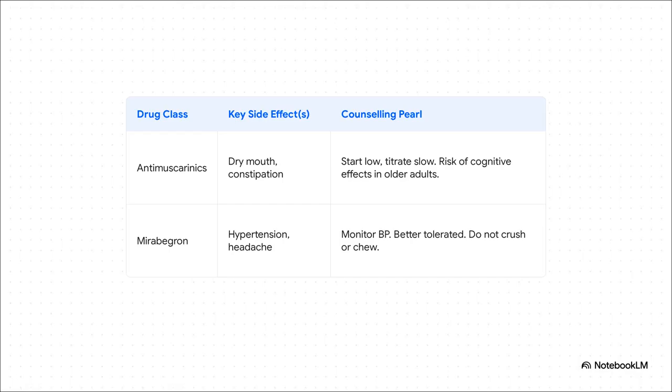When it comes to drugs here, we have two main classes. With antimuscarinics, the phrase anticholinergic burden should be flashing in your mind. Yeah, dry mouth and constipation are common, but the risk of cognitive effects, especially in our older adults, is a huge concern. The mantra is always, start low, titrate slow. Then you've got mirabegron, which has a different profile. The main thing to watch for is blood pressure, so counseling them to monitor it is essential. And a great practical pearl, remind them the extended release tabs absolutely cannot be crushed or chewed.